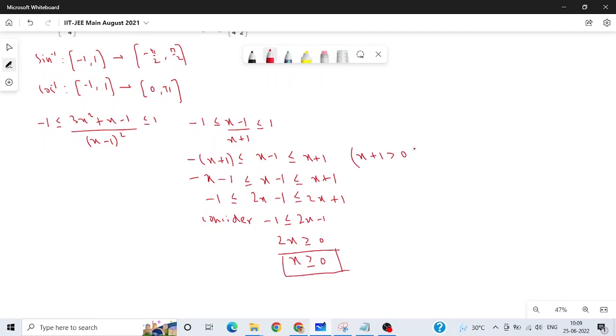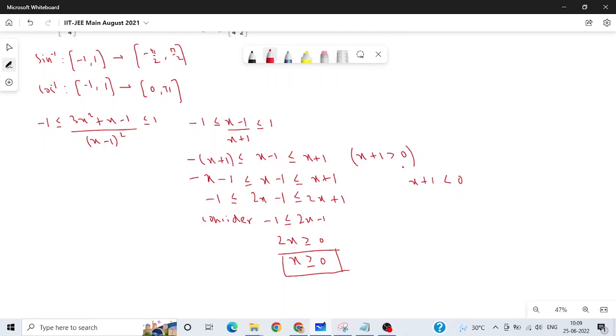We started with x plus 1 greater than 0, but even if you start with x plus 1 less than 0, you end up with the same answer. You can just try that, because if x plus 1 is less than 0, when you multiply with x plus 1, it is going to be minus of (x plus 1) less than equals to x minus 1 less than equals to x plus 1.